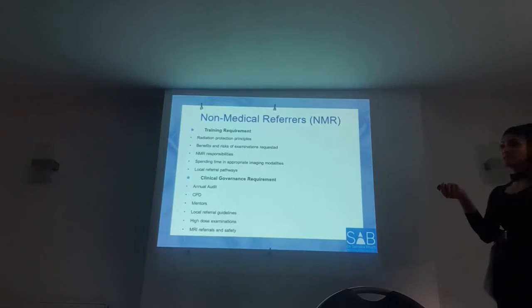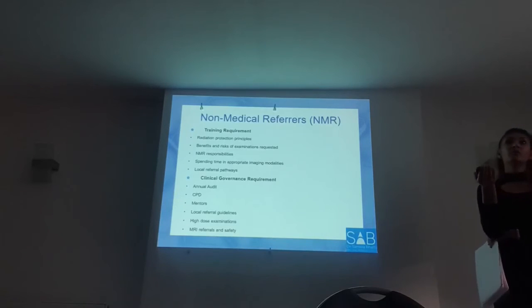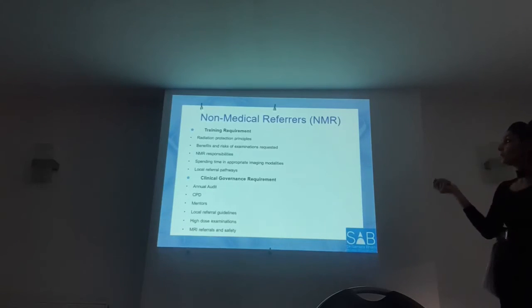You also need to understand the risk, which I talked about earlier, and the benefits and risks. Especially if you're referring for an MRI scan, you understand the contraindications and the implications of a patient having metallic objects and how that's going to have an impact, and that you're aware when a patient does have it and to warn the examiner. You are also aware of other alternatives, for example CT or ultrasound scans, and you understand your responsibility.